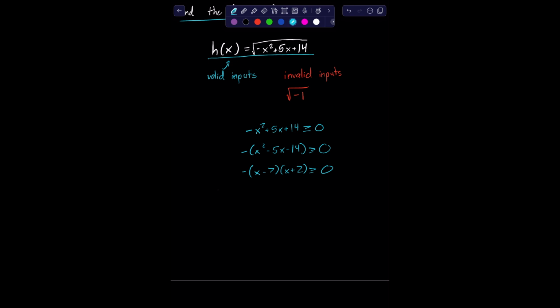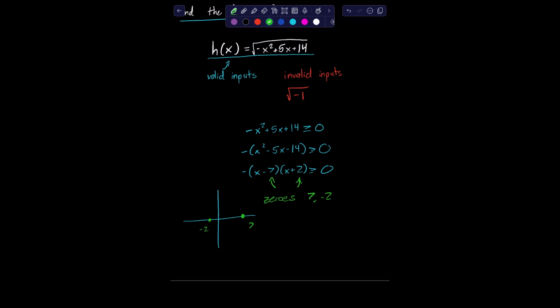Now I want to draw a picture. This is by far the best way to do a quadratic inequality at this step, is to draw a picture of what the parabola will look like. We factored it so we know where the zeros are. We have zeros at 7 and negative 2. So to draw those on our graph, something like 7 and negative 2 on this side.